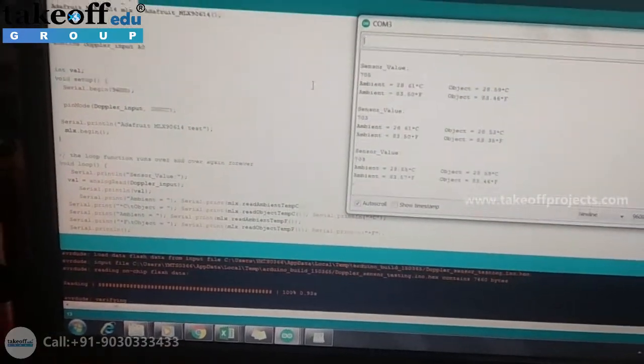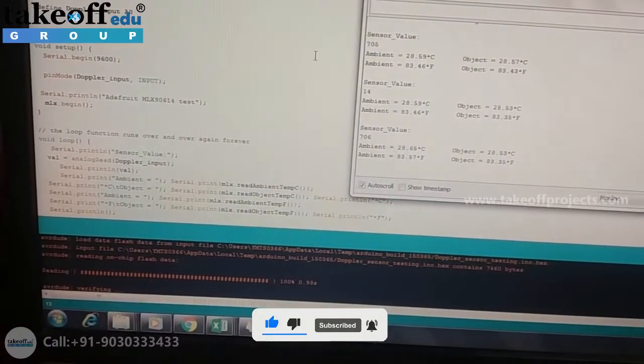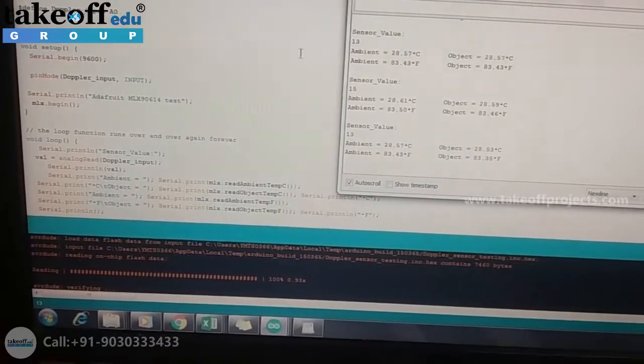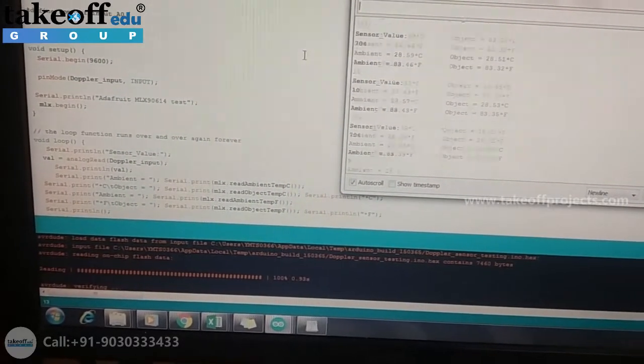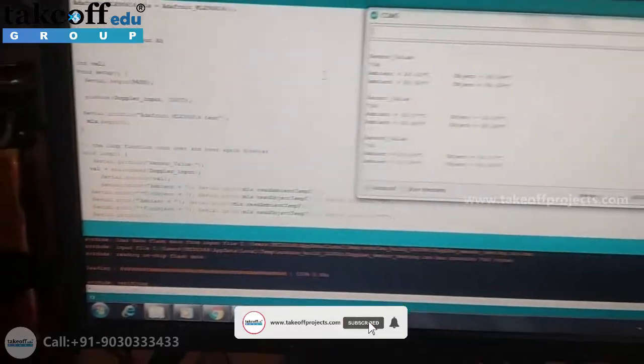Okay. So like this, based on the motion of the object, these values will vary, and you can get these values in waveform form in MATLAB. Okay. Thank you.